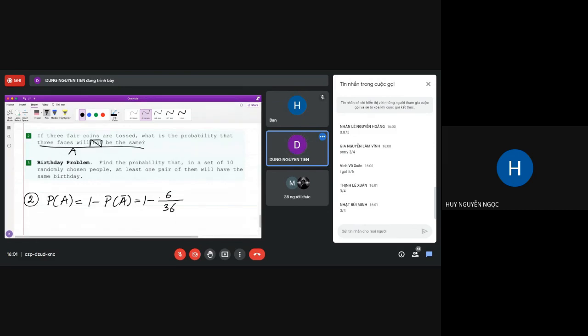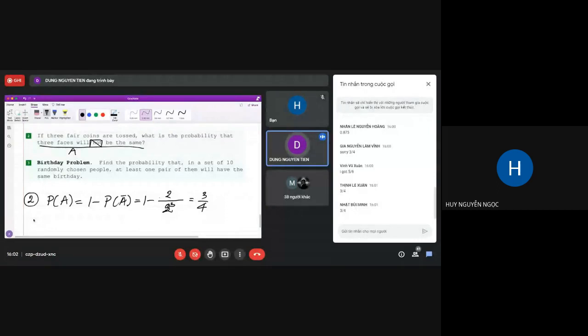I'm sorry, it should be over 36. What is that? 2 over 2 to the third, because you flip 3 coins, so there are only 2 cases, right? There are only two cases, 3 heads or 3 tails, and then you come up with 3 over 4. Make sense? Is that clear? All right, 75%. That is for the first problem.